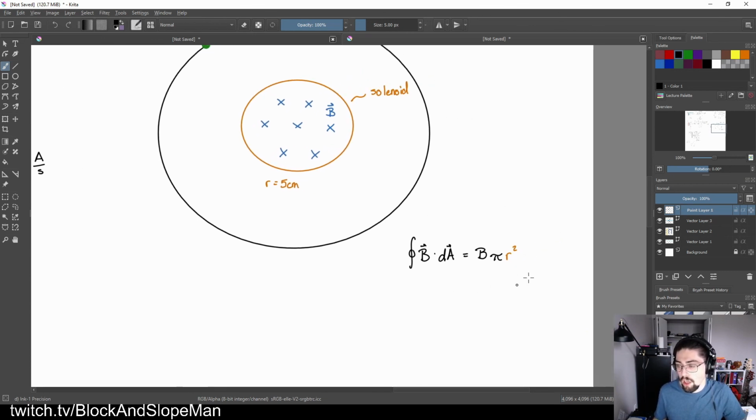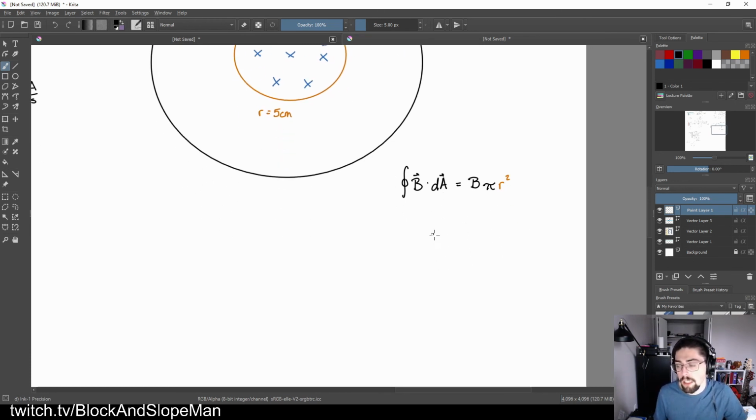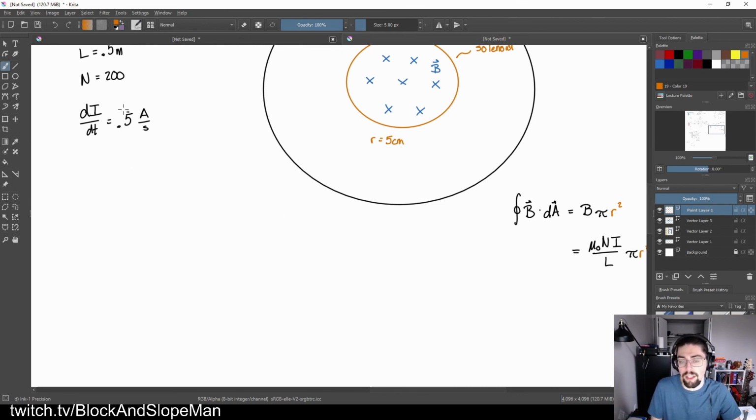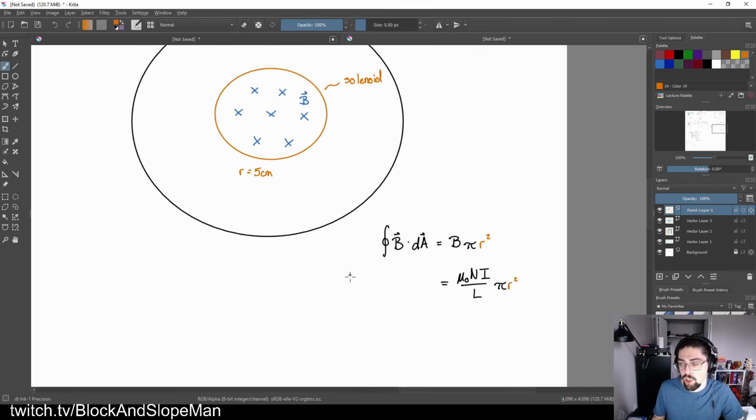So that is my result for my flux, but I don't have an expression for my B field. So I'm going to need to plug in what I have for a solenoid. A solenoid has a very regular magnetic field. Specifically here, it is going to be mu naught capital N I over L times pi, and then again, r squared. Perfect. This is down to almost all of our variables except dI/dt. We'll get back to that in just a second.